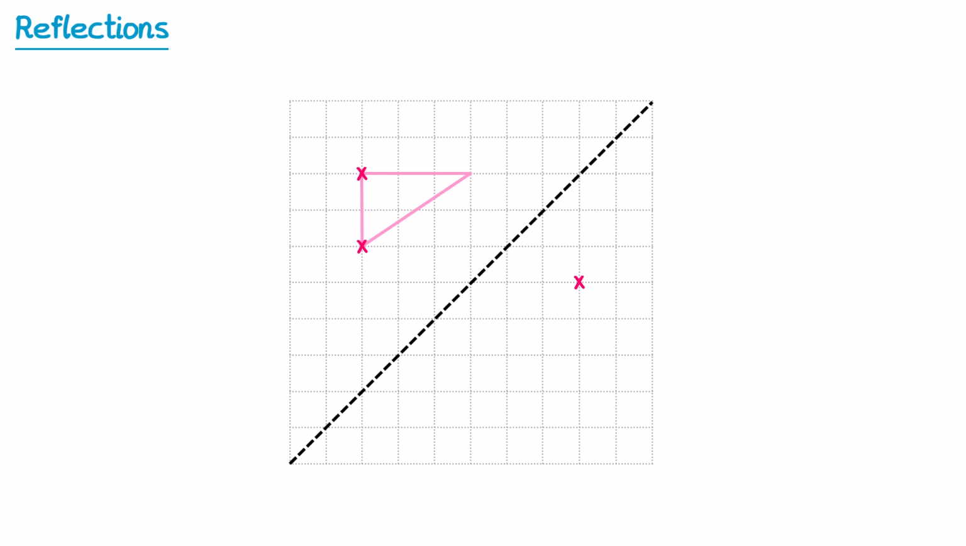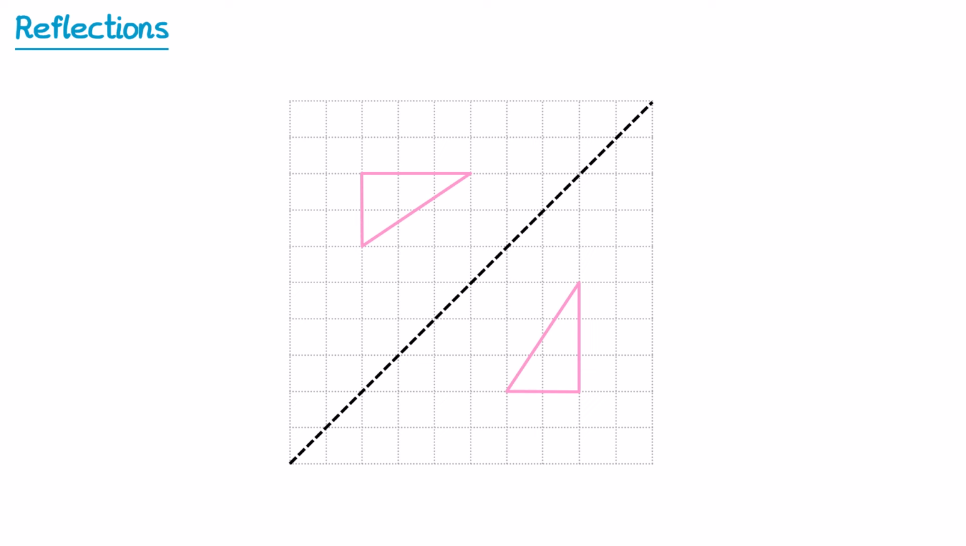So this time we'll do the one in the bottom left. That's 1, 2, 3, 4 to the mirror line, but then we're going to go 4 down. So 1, 2, 3, 4. Now we'll do the final point. This one's quite far from the mirror line. 1, 2, 3, 4, 5, 6 squares. So we'll go 1, 2, 3, 4, 5, 6 squares. So this is where the reflected triangle will be.